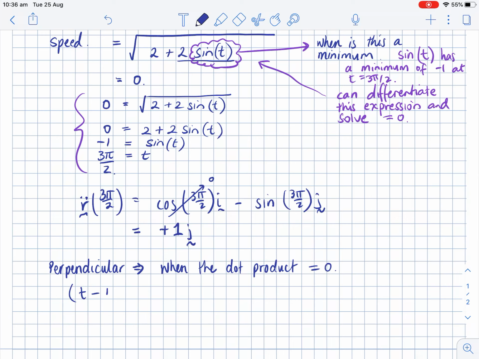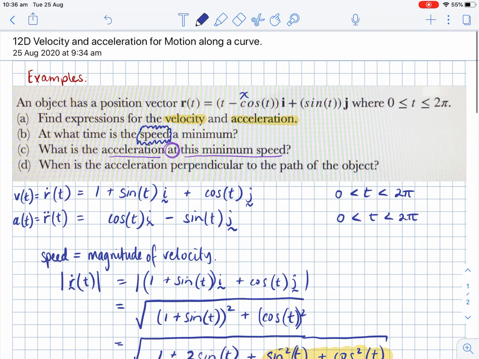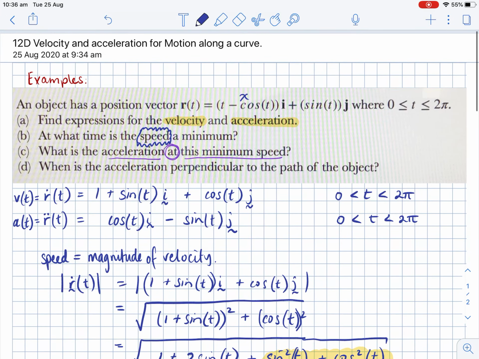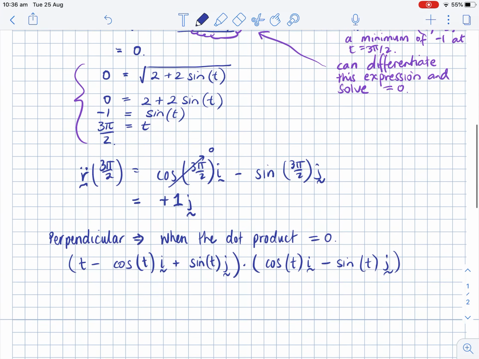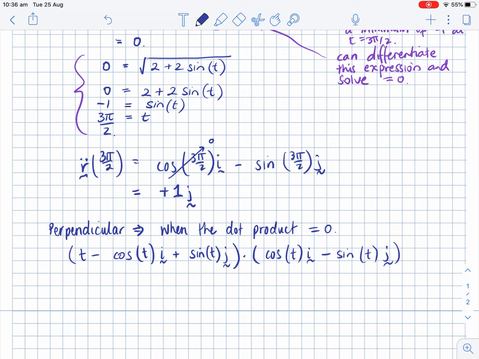So my path equation, I've remembered that incorrectly. Hopefully I've remembered this correctly. I'll double check it in a moment. My path equation was this, and my acceleration equation is this. Now let me just check that path equation before I go any further. The path equation was t minus cos t plus sine t. So t minus cos t plus sine t, i and j.